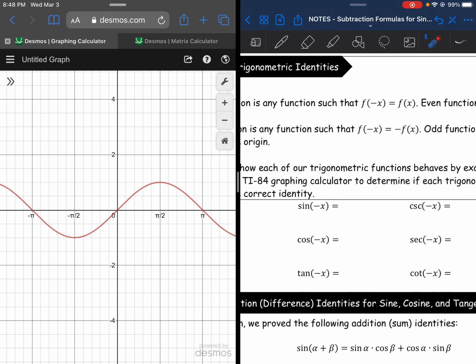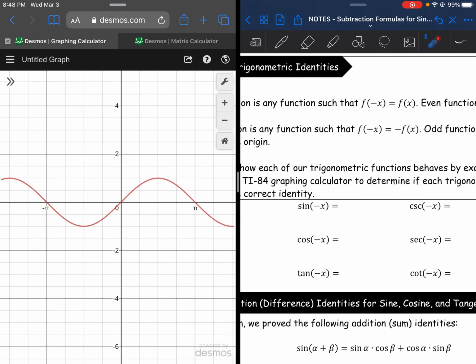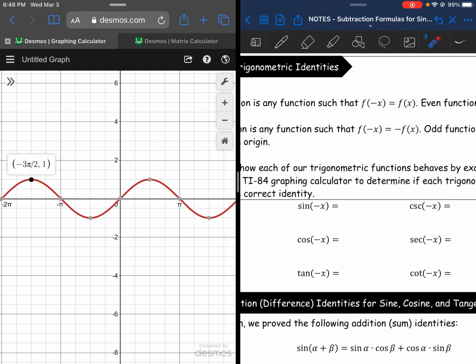And we can see that because if we look at one point, for example, pi over 2 comma 1, if you reflect that point across the origin, you get negative pi over 2, negative 1. And any point will do that. Any point will work. Let's say we pick this point over here, negative 3 pi over 2, 1. Well, if I reflect that across the origin, I get to this point over here, 3 pi over 2, negative 1. Notice that simply the values change signs. The negative 3 pi over 2 changed to 3 pi over 2. The positive 1 changed to negative 1. But what this is showing us is that sine is an odd function.